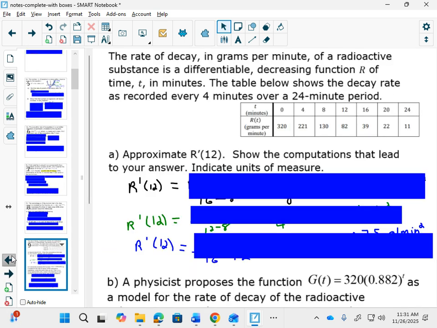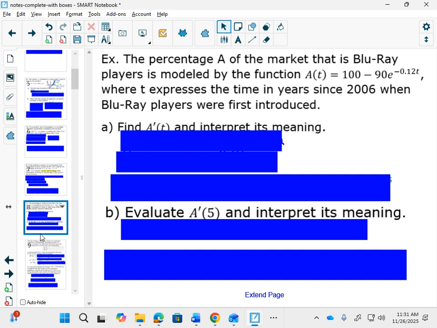Okay, we are going to do one more. I'm going to leave the last one for the next time. Then I've got some problems to challenge you with that we're going to work on. So the percentage A of the market that is Blu-ray players.